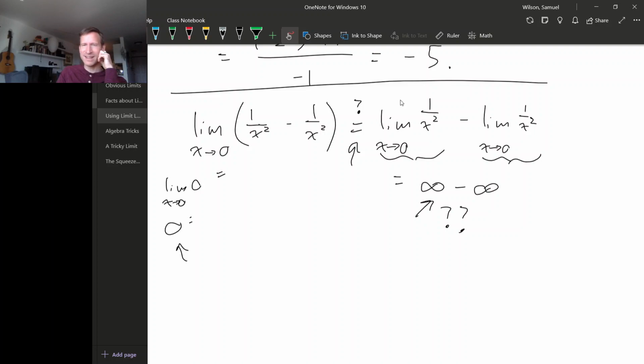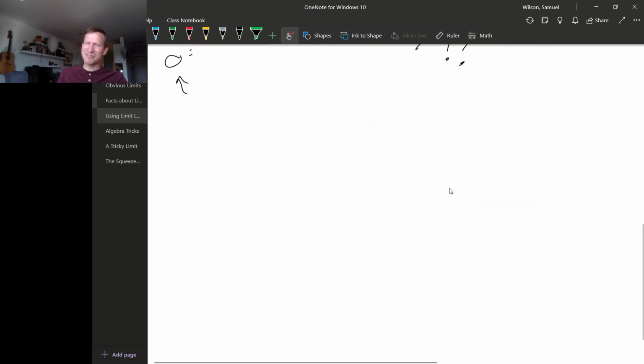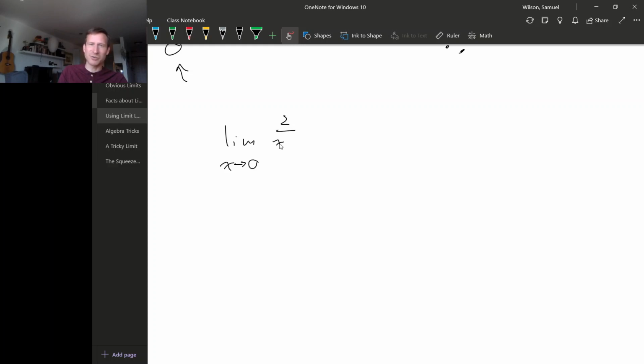So that means that what we did here using these limit laws is not justified at all. You might say, well, isn't infinity minus infinity 0? But that's not right either. To show you why that's not right, let me do a slightly different example. Let's take the limit as x goes to 0 of 2 over x squared minus 1 over x squared.